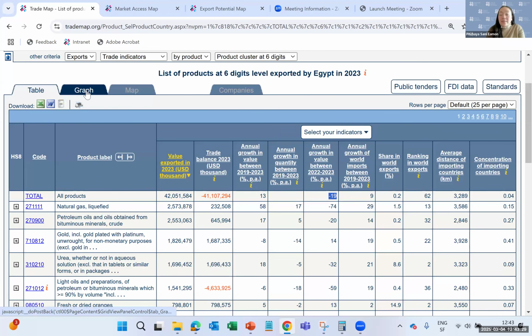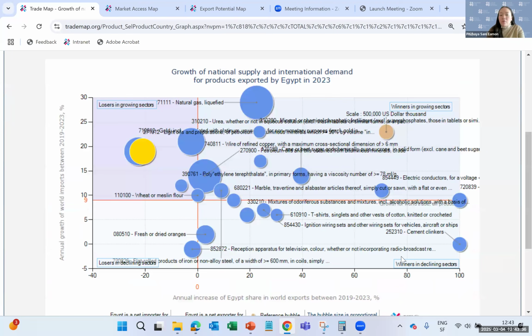And another thing I will show you is how it's seen in graph. And when you click on graph, you see that the graph has been divided into 4 quarters. And this is based loosely on the Boston Consulting Group metrics. You can see here that there's losers in growing sector, winners in growing sector, winners in declining sectors, and losers in declining sector. These allow Egyptian policymakers to see in which product they could provide more assistance or more trade promotion.